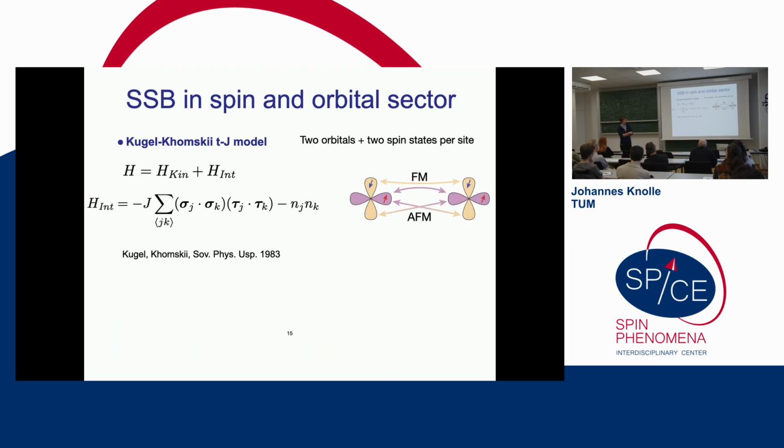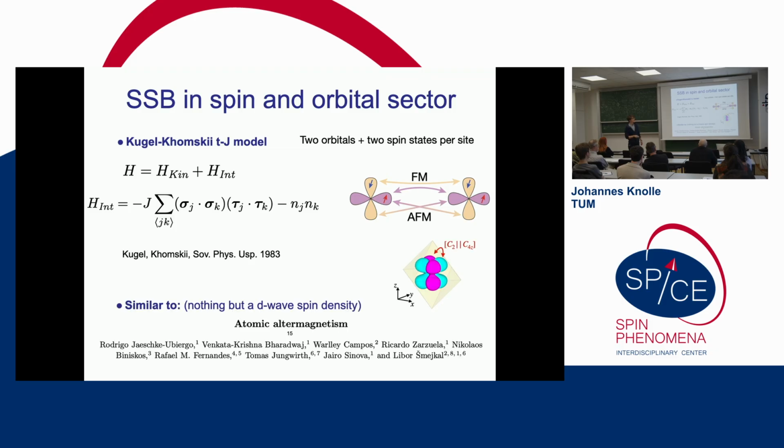So what we do is we just write down a Kugel-Khomskii model. People have worked on this for ages. And then the idea is really it's Heisenberg type in spin space and orbital space. So you have full symmetry in the system. And then you already see what happens: if the orbitals are aligned here, you get a ferromagnetic spin interaction. If they are anti-aligned between these two, you get an antiferromagnetic interaction. So you can now break spontaneously both the symmetry in the spin and orbital sector, and that should remind you of something we've also seen, which is called atomic altermagnetism.